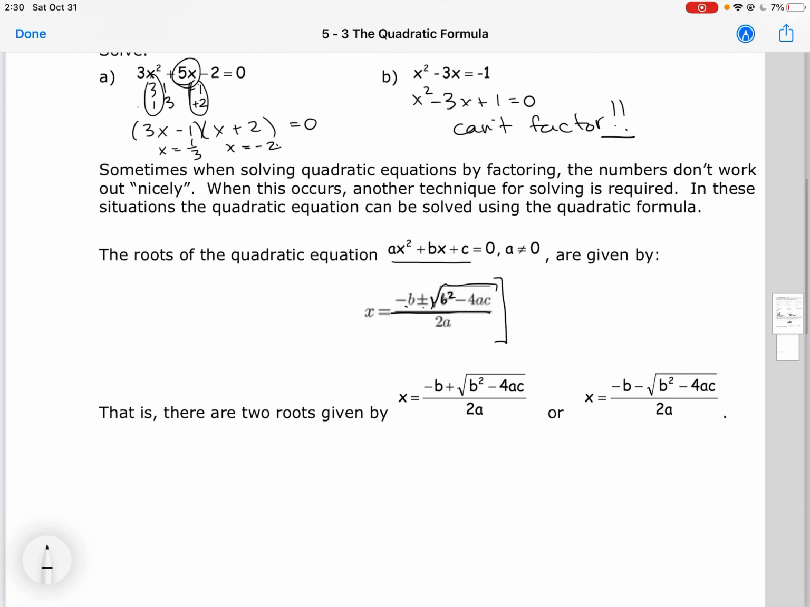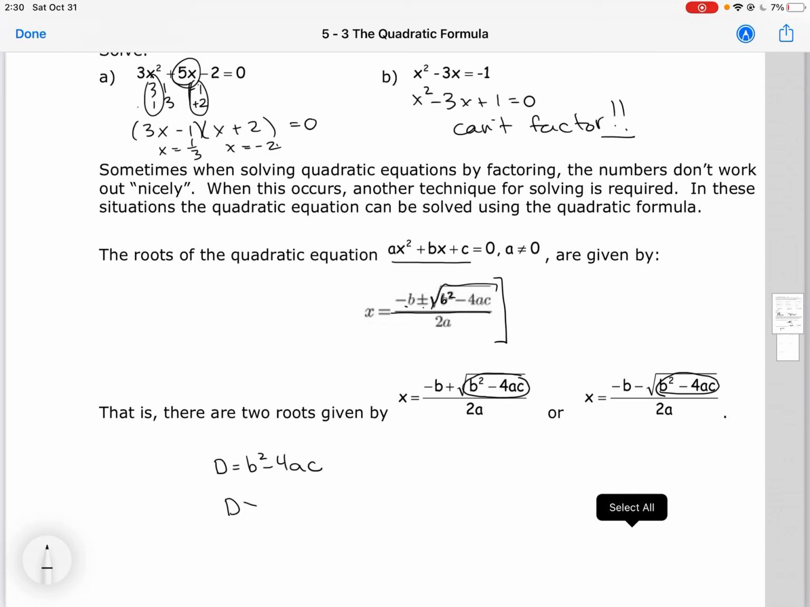So we've got two roots. We've got the positive root and the negative root. If you remember, we talked about the discriminant. Here it is, underneath the square root. That is how you can tell how many solutions you are going to have.